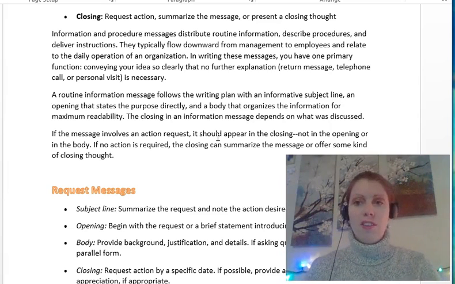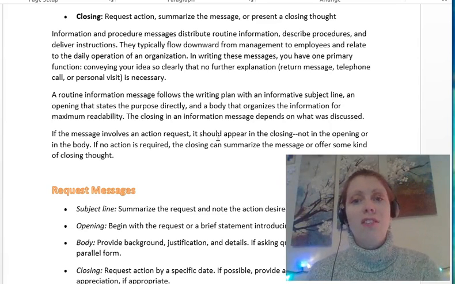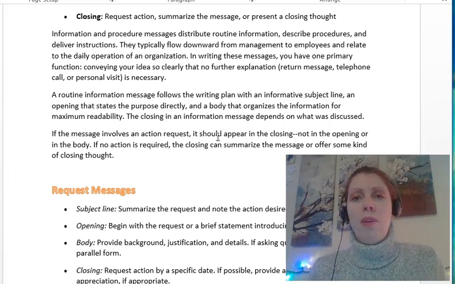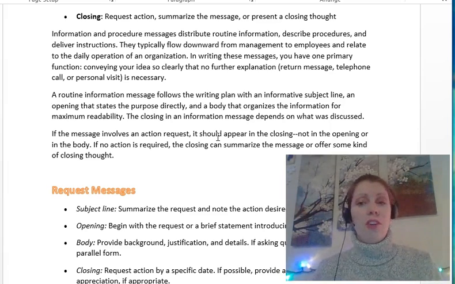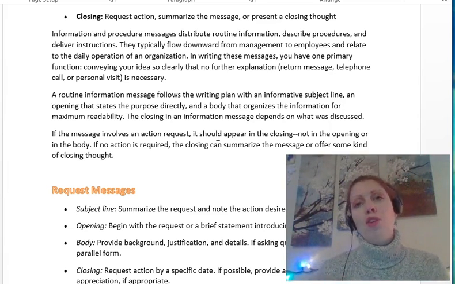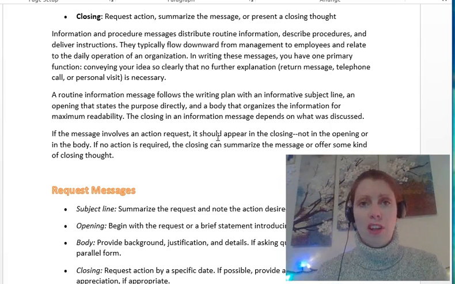In writing these messages, you have one primary function, and that is to convey your ideas so clearly that no further explanation will be necessary. You do not want to be sending emails, memos, messages, or requests to people and have them calling you up an hour later or knocking on your office door asking, what are you talking about? You need to be so clear that there's no question in their mind that they understand what you want. It's not about them agreeing with you, it's do they get it?